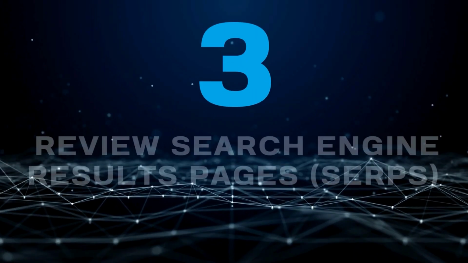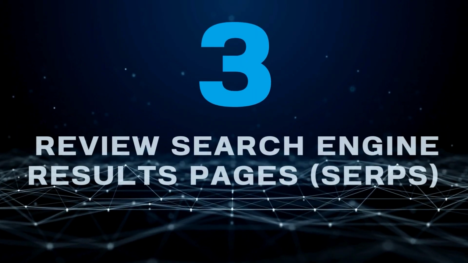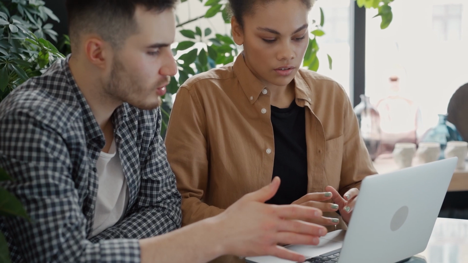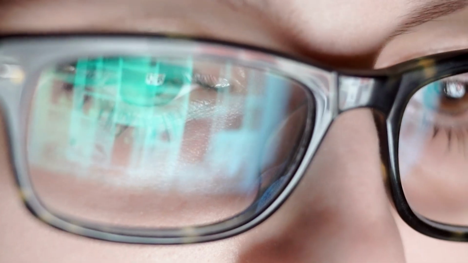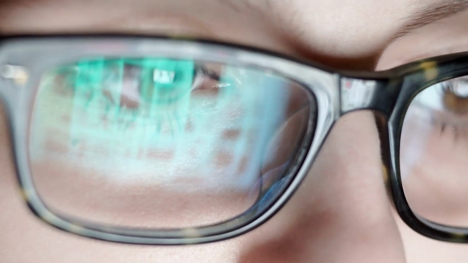Third, review search engine results pages. A quick Google search can reveal a lot. Look at the first page results and see what's missing. Pay attention to featured snippets. These are quick answers Google prioritizes, and if you can provide a better version, you're filling a gap. Also, check the People Also Ask section of Google. These are follow-up questions searchers commonly ask about, and answering them can help you create highly relevant content.